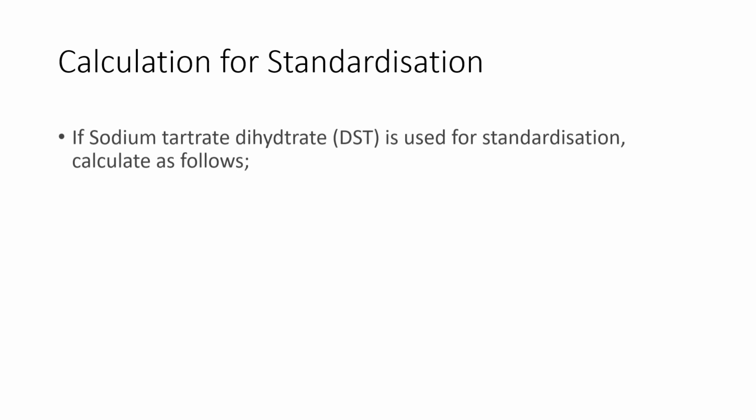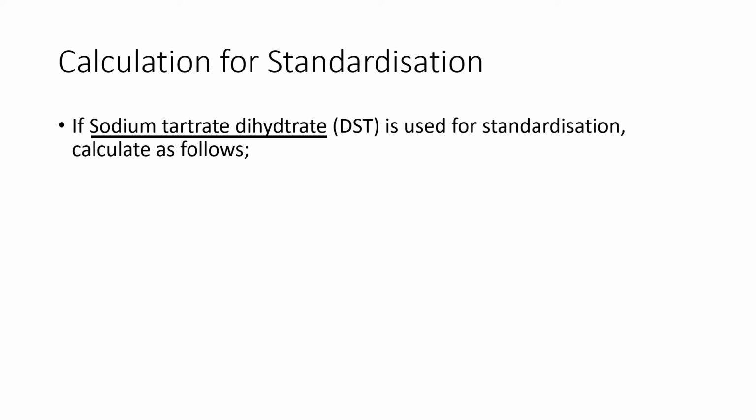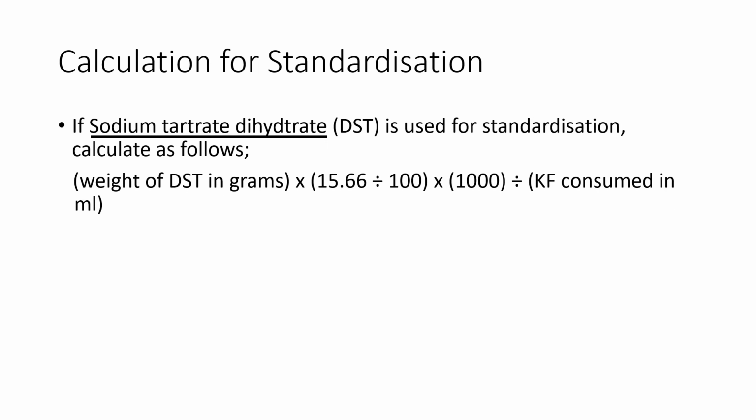Let us see the calculation for standardization. If sodium tartrate dihydrate is used for standardization, calculate as follows: weight of DST in grams, 15.66 divided by 100, into 1000, divided by the Karl Fischer volume consumed in ml. If DST is selected for standardization, there is a factor for water content. It will be 15.66 divided by 100. So this factor comes into picture. Factor 1000 is used for converting grams into milligrams.